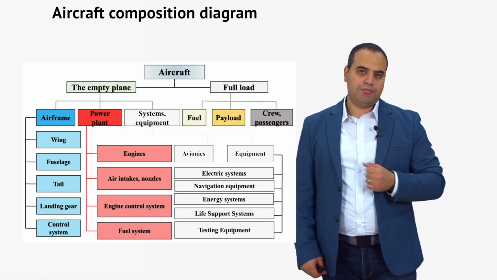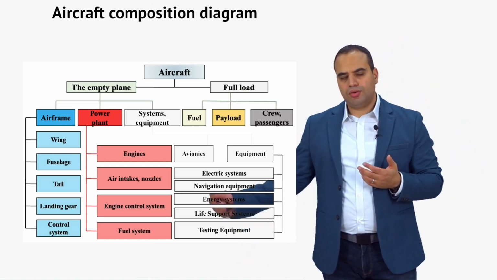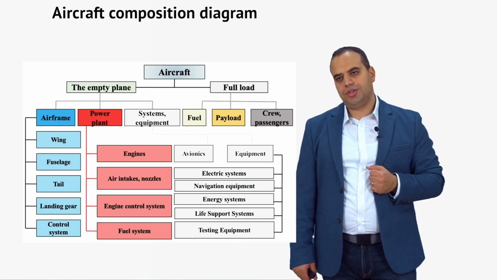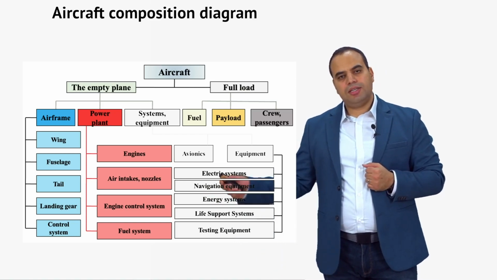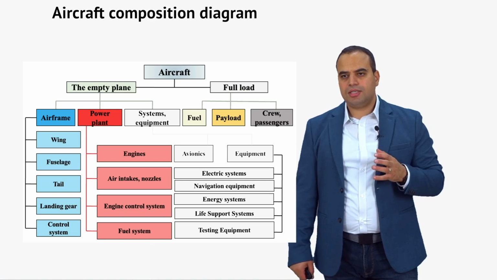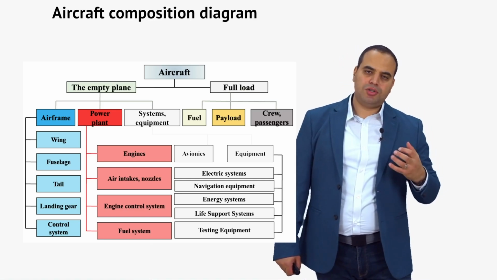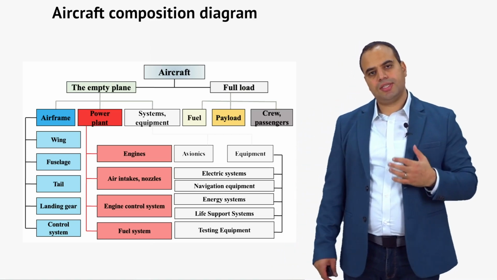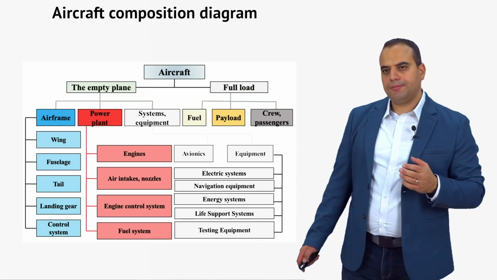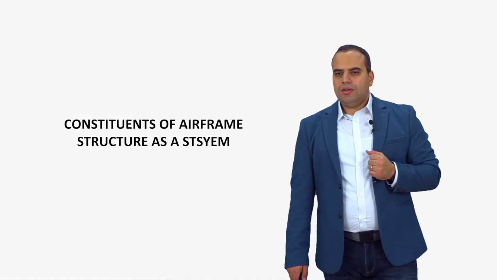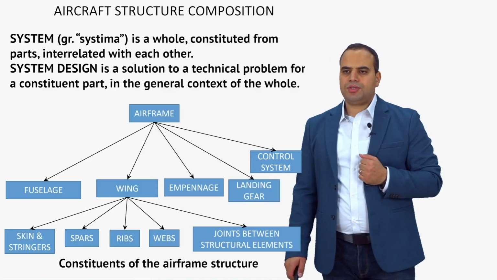And also payload. So payload obviously changes all the time. The crew and passengers also change over time, right? While the empty plane is the plane itself, something that is designed and manufactured, and it doesn't change during the entire life cycle of the airplane. Moving along, so constituents of airframe structure as a system.